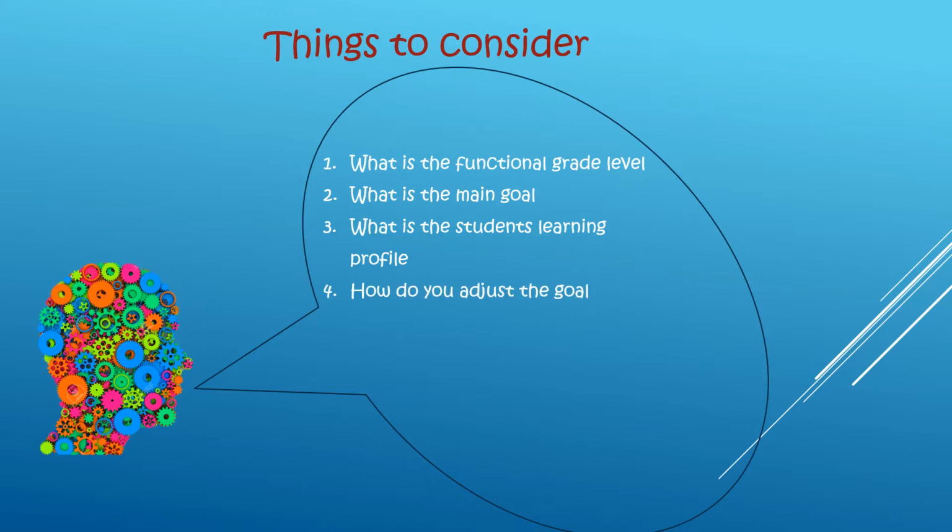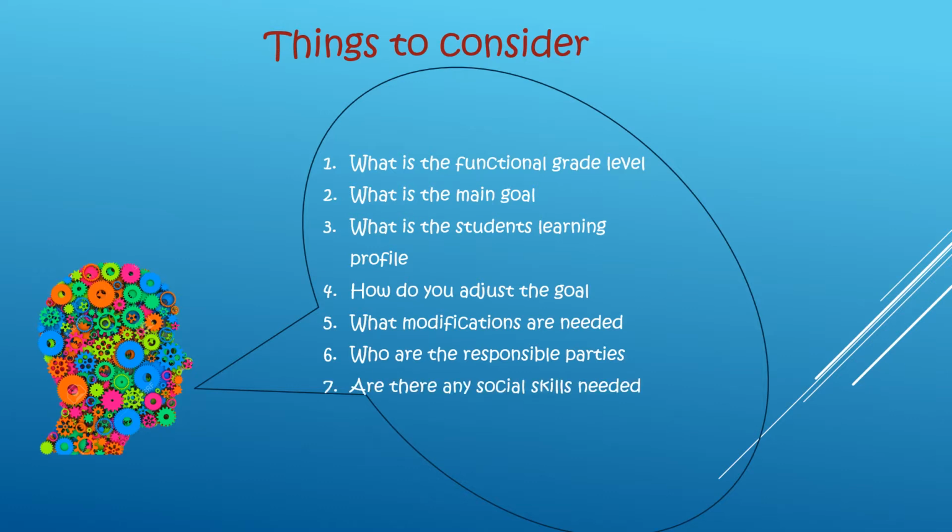How do you adjust the goal for each student? What really needs to be modified? Maybe the format or the location or the number of kids involved. Who is responsible for following up to assure goals are being met? Is it a team of people or is it just a student and a teacher? And finally, are there any kinds of social goals that need to be met?